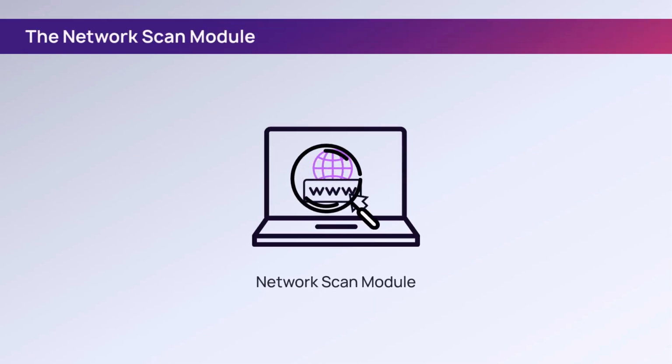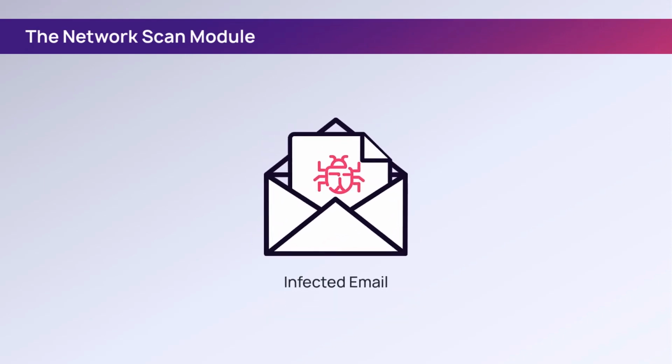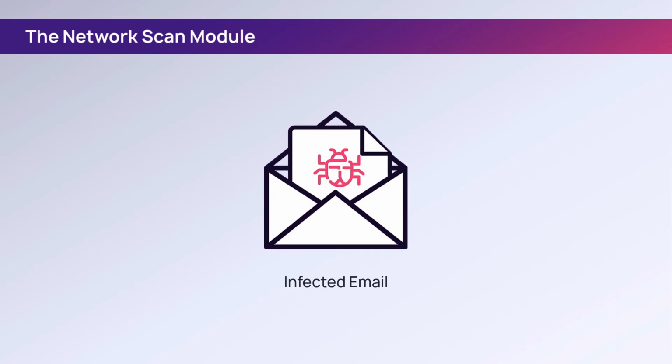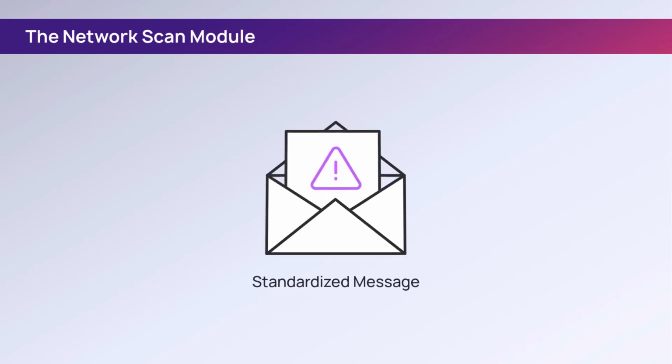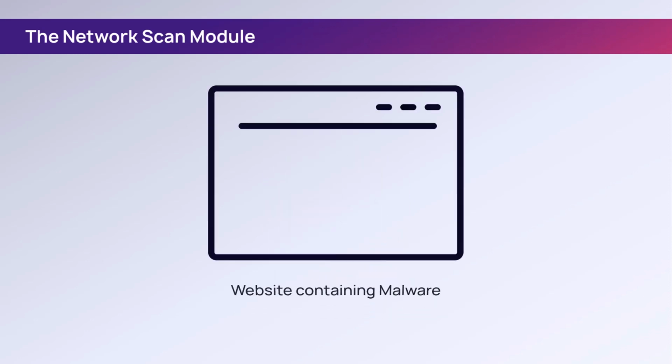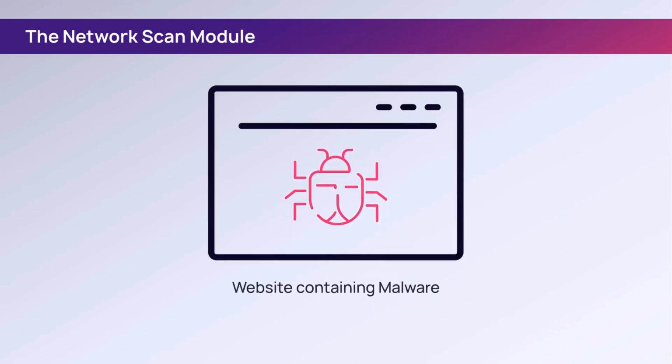The Network Scan module provides data protection for web browsing and email traffic in real time. When an infected email message is discovered, it is replaced with a standardized message informing the receiver that the original message was infected and blocked. If a website contains or distributes malware, it is blocked. A special warning screen is displayed informing the user that the requested website is dangerous.